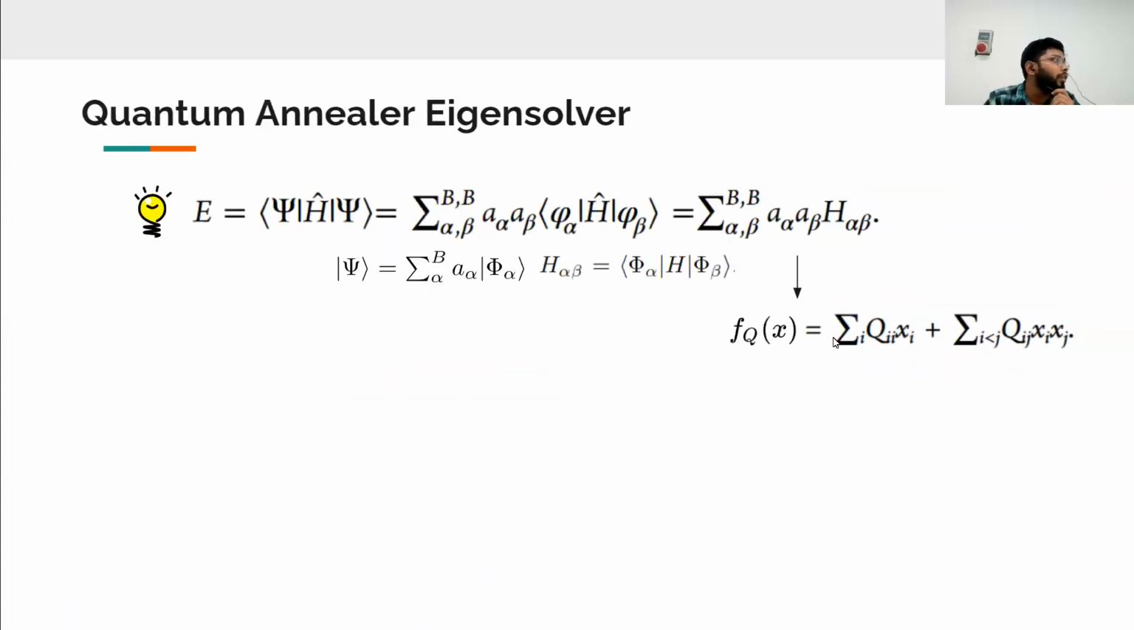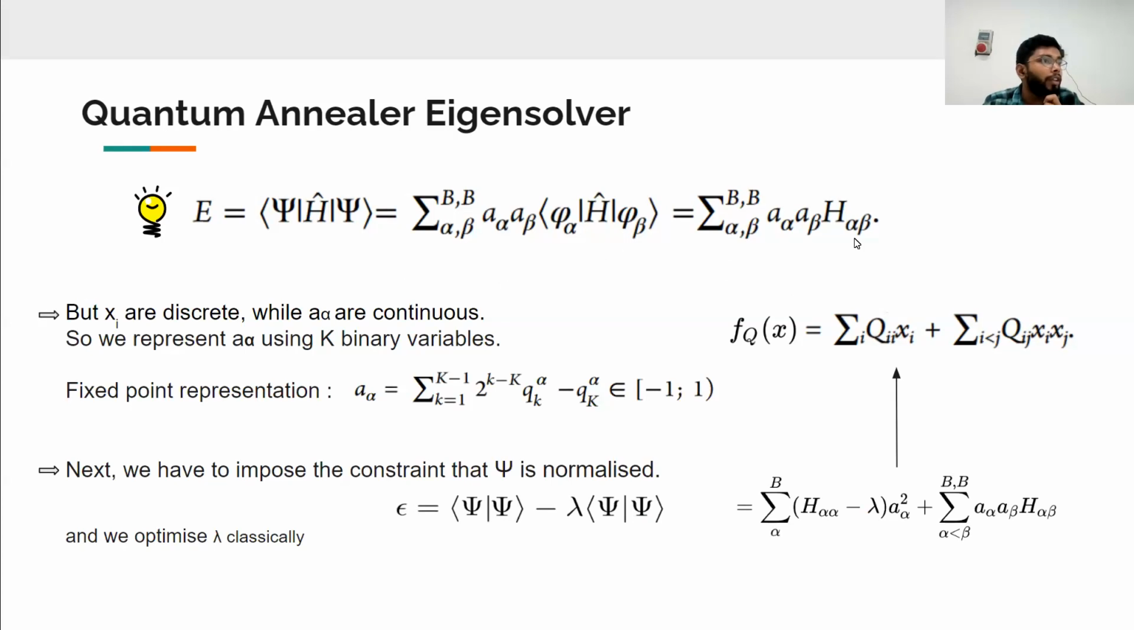The idea here is that we set the energy of a molecule as the expectation value of the Hamiltonian. Then we represent the wave function in a suitable basis of size B. This equation is then expanded, and you can see that it looks similar to how the QUBO is written. Both are quadratic in the variables, assuming that H alpha beta is computed through a classical routine. Here there are two problems. First, the x_i in the QUBO are discrete, they are actually binary, whereas the expansion coefficients are continuous.